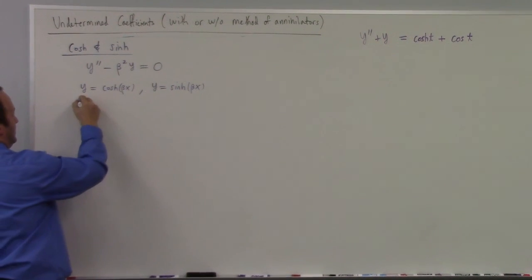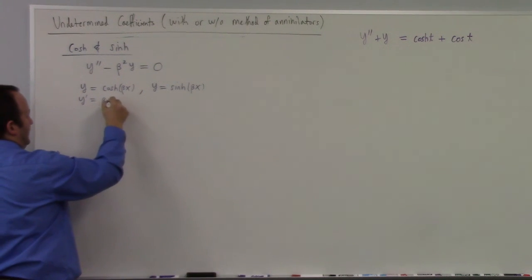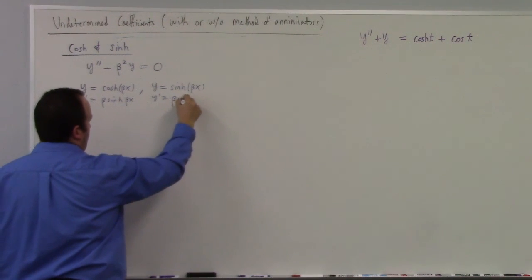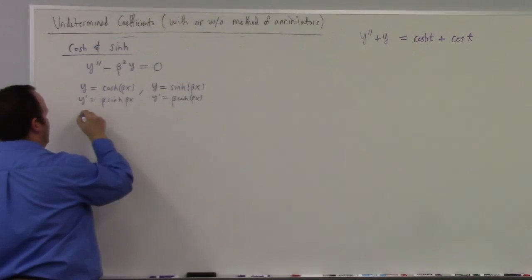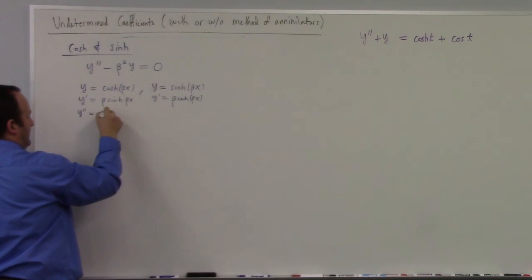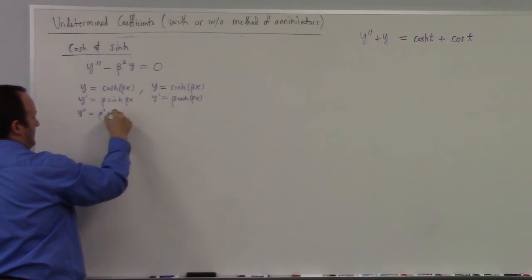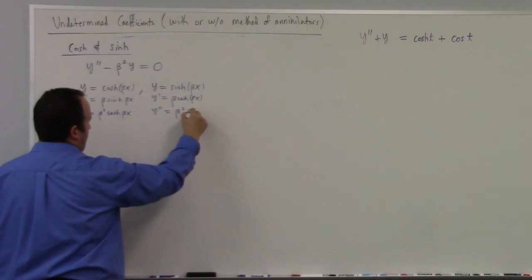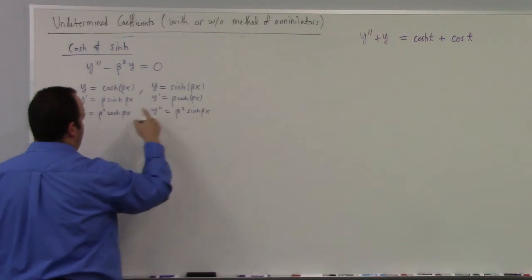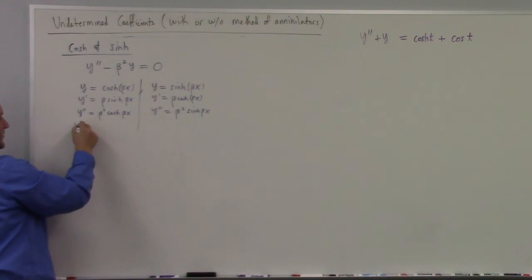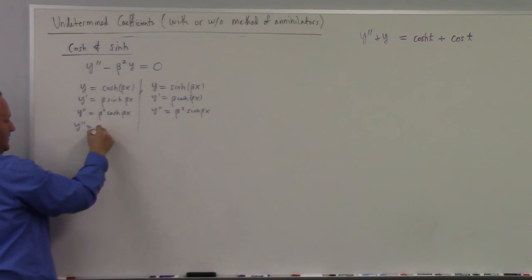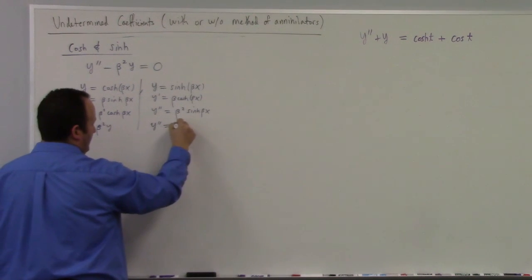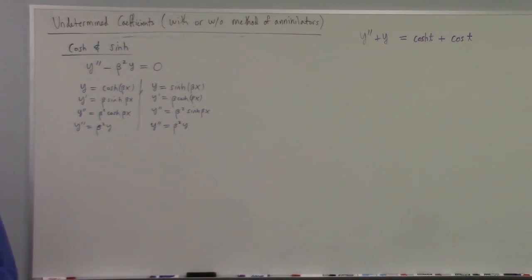That's pretty simple because y prime is beta sinh beta x. So see what happens when you twice differentiate them? In other words, we got what? In both cases, we have y prime prime equals beta squared times y. So these are both solutions to this differential equation.